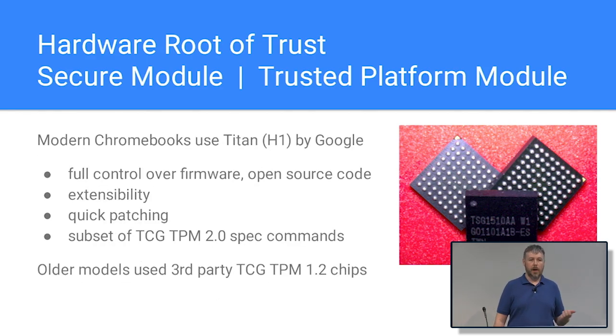Recently, we've started doing even better. About two and a half years ago, modern Chromebooks started using Google-specific chips for this purpose, which are currently known under the Titan name. They used to be known under the H1 name. This is a special security chip built by Google, which also provides the hardware root of trust functionality. But compared to third-party TPMs, we have certain advantages that we can use for Chrome OS purposes.